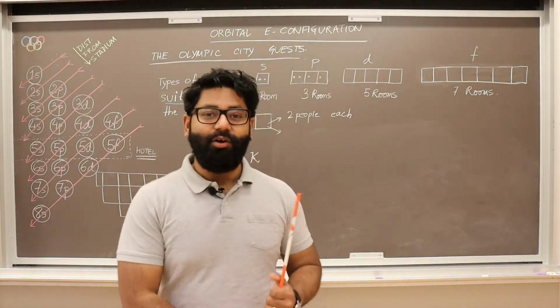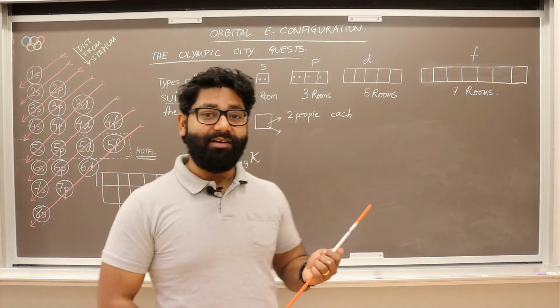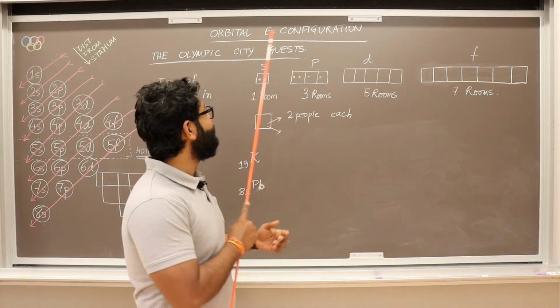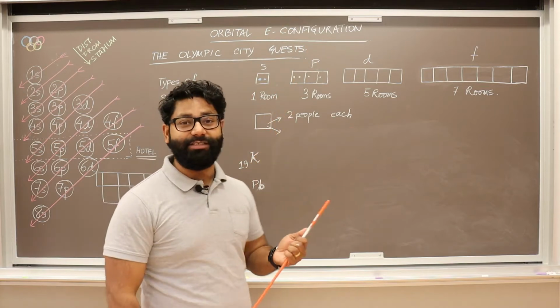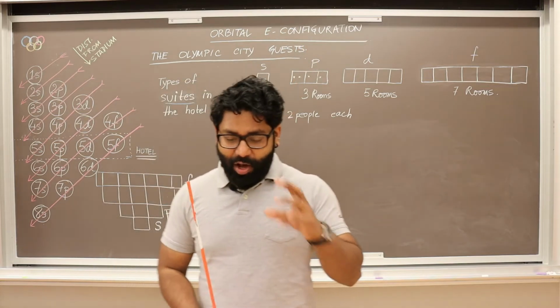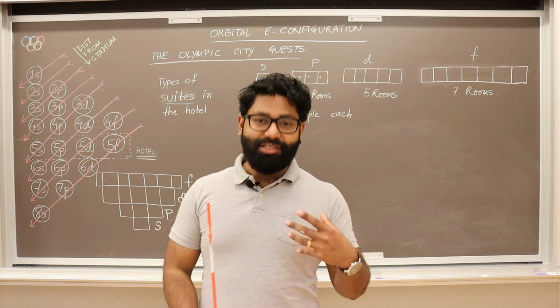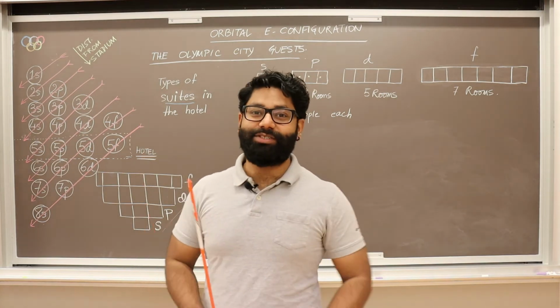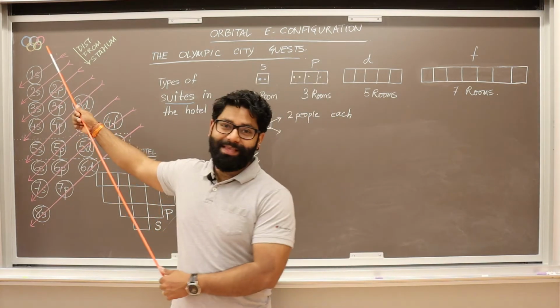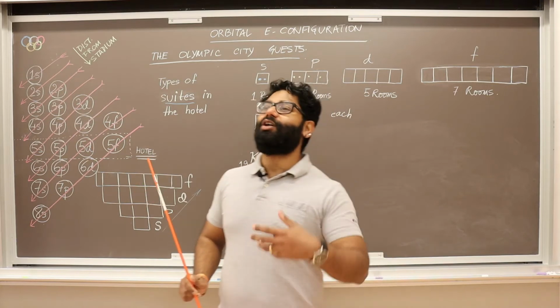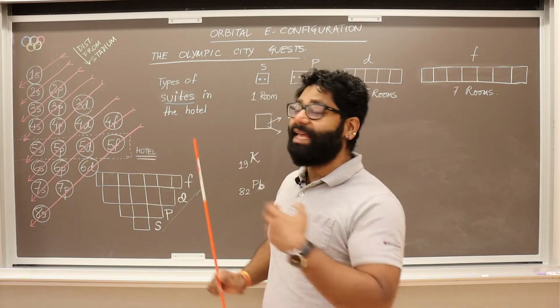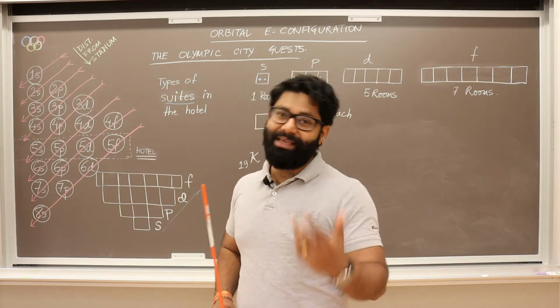All right, so let's see how we can arrange the electrons using the orbital electronic configuration. In order to understand this, let's look into a hypothetical situation of an Olympic Games city. Let's assume that your city is hosting the next Olympic Games.